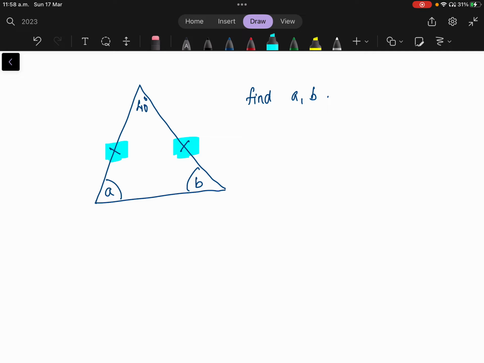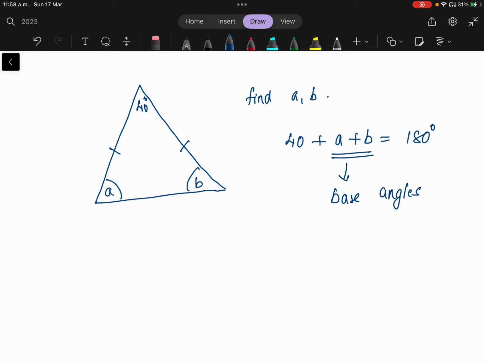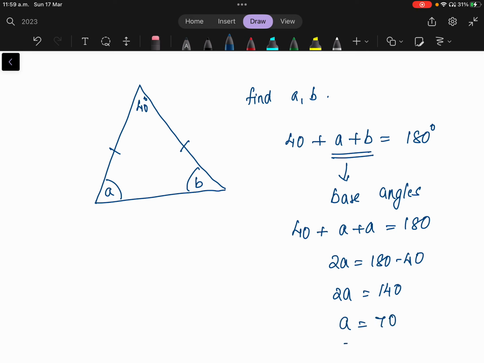As I see this question, this is an isosceles triangle, and I know that for an isosceles triangle the base angles are equal, and also that the sum of all the angles in a triangle is equal to 180 degrees. Which means 40 plus A plus B is equal to 180 degrees. A and B are nothing but the base angles of an isosceles triangle, and they are equal. So I can substitute that: 40 plus 2A is equal to 180 degrees, or 2A is equal to 180 minus 40, 2A is equal to 140, and A is equal to 70.